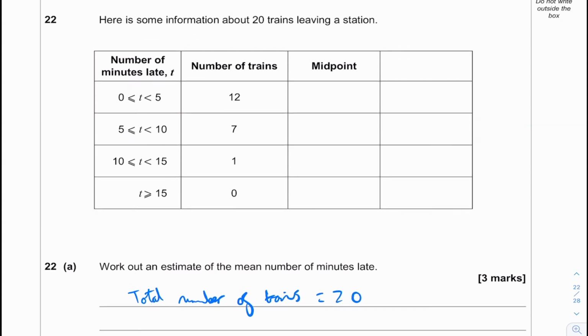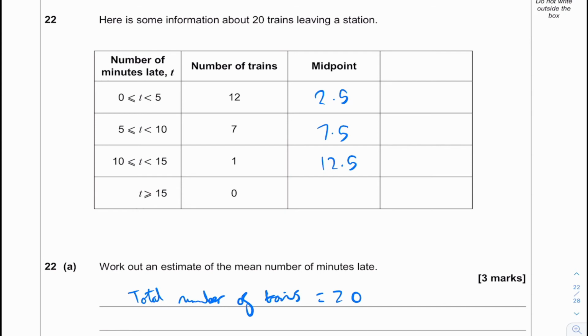So to then find an estimate of the mean number of minutes late, as we don't have specific values for the number of minutes late each train was, we need to take an estimate, and they've given us a clue about how to do this in the table by saying midpoint. So we need to find the midpoint of each of these values here. So the midpoint between 0 and 5 is 2.5, midpoint of 5 and 10 is 7.5, midpoint 10 and 15 is 12.5, and then there isn't actually a midpoint for the final one because it's only greater than or equal to 15 minutes. And besides, there's 0 trains in this category, so we can almost discount this column, to be honest.